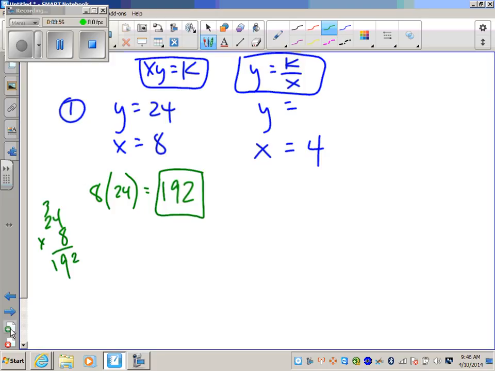All right. And then it says find y. It's going to work out great because all I've got to do is plug in, what did we say k was? And they tell us x is 4, so 192 divided by 4 is going to give us the y that we're looking for.